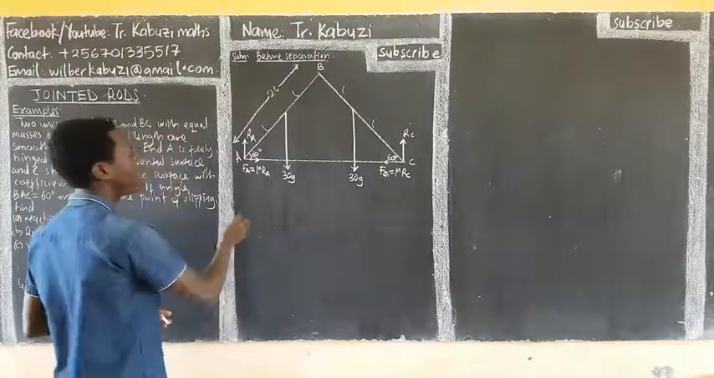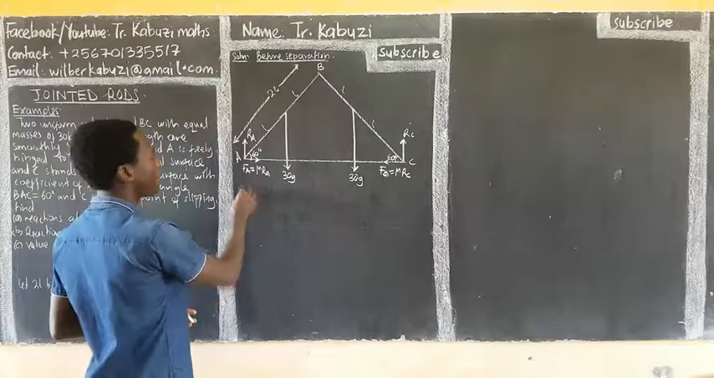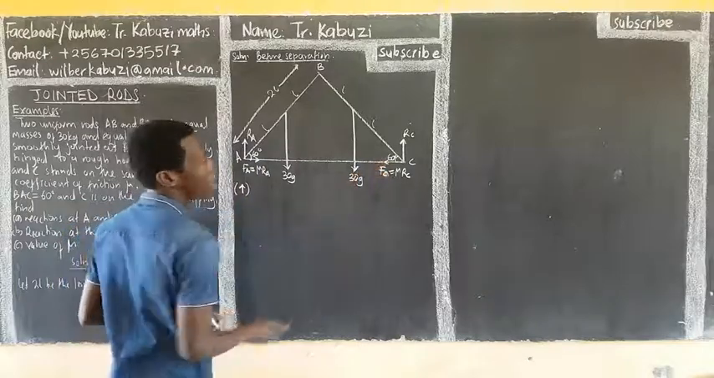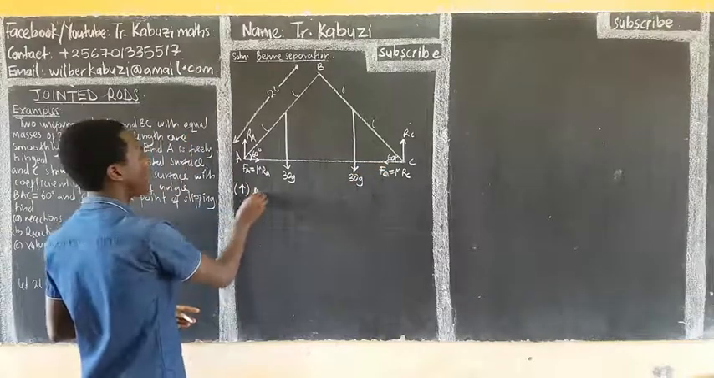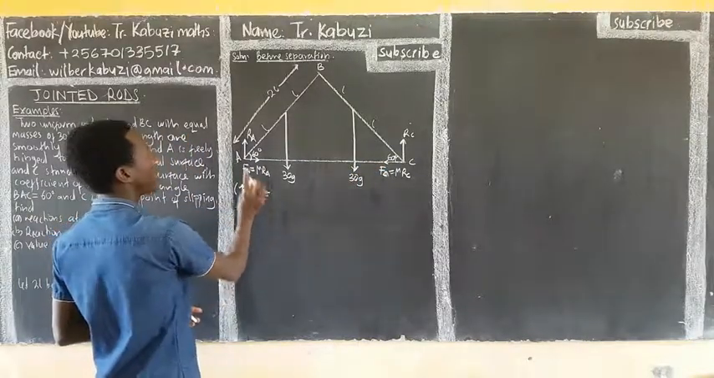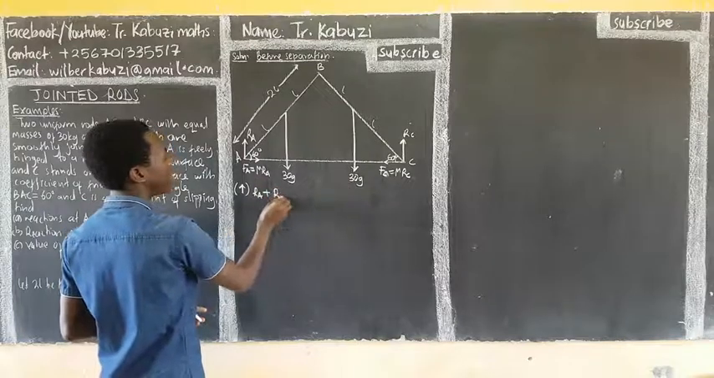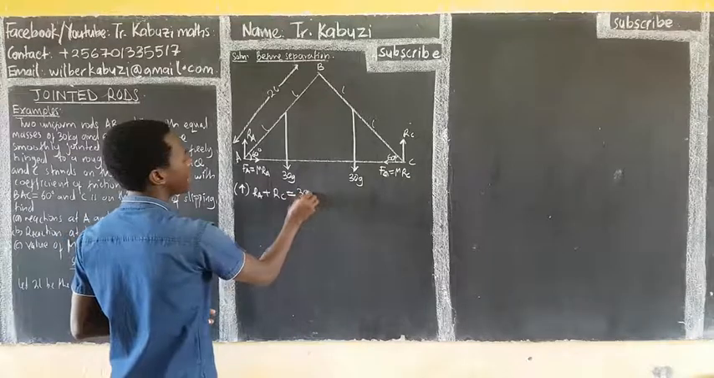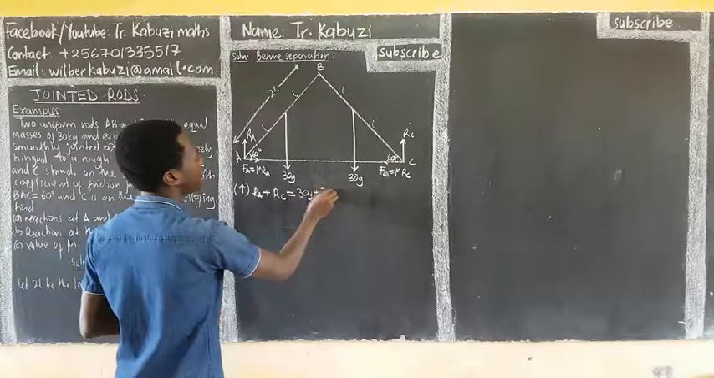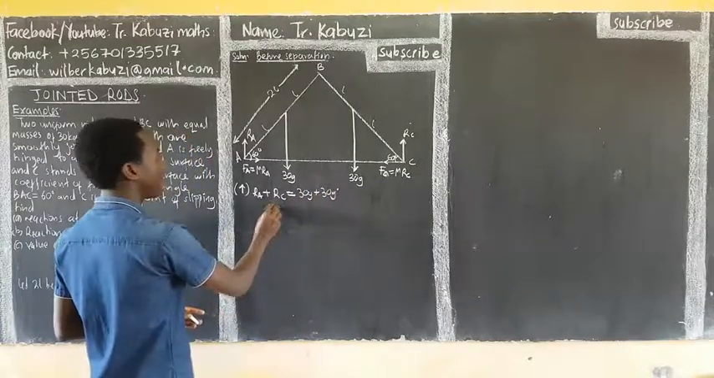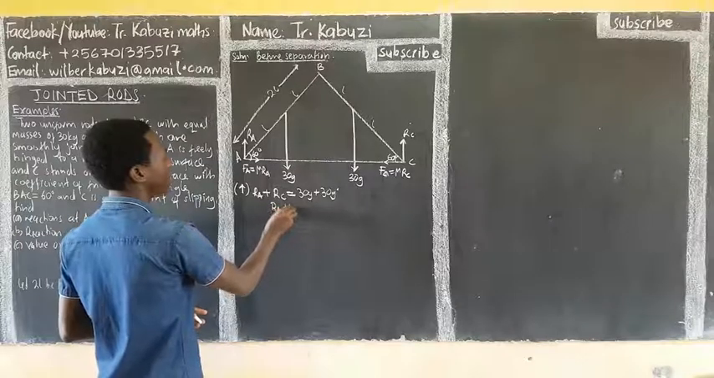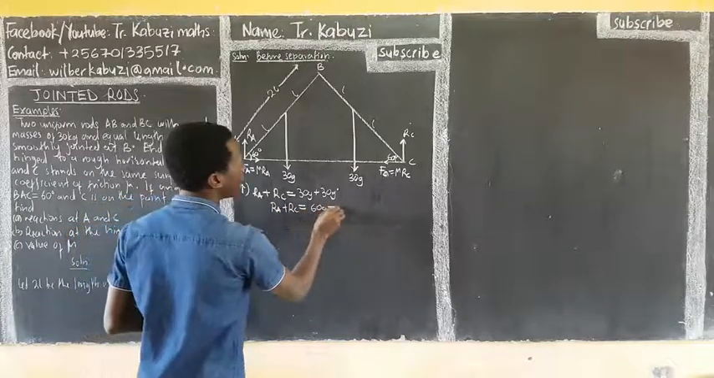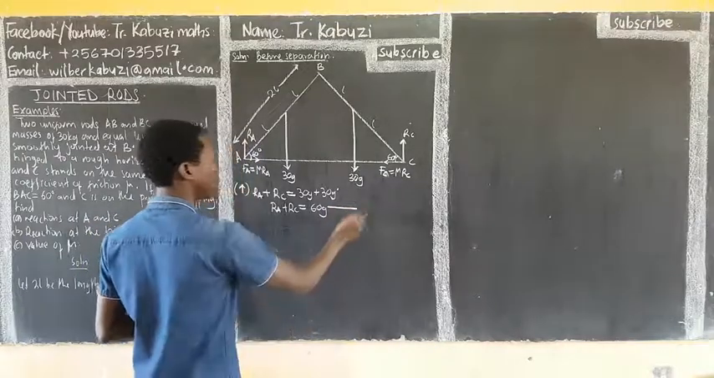So we are going to resolve now vertically upwards. So resolving vertically upwards, this now is going to have RA and RC going upwards, and the weights acting downwards. We have 30G plus 30G, so our RA plus RC is going to give us 60G, and I call this equation 1.